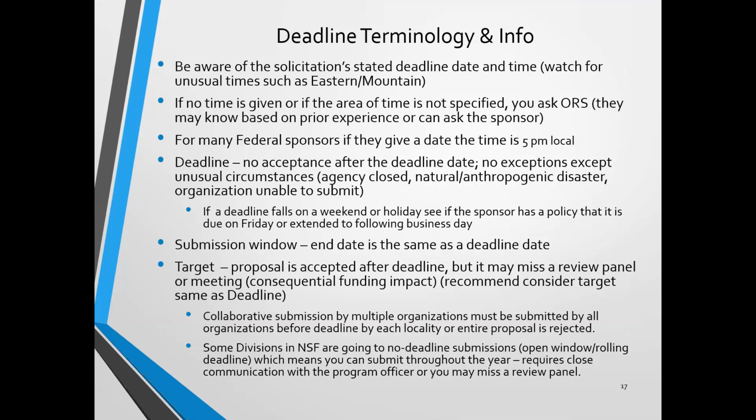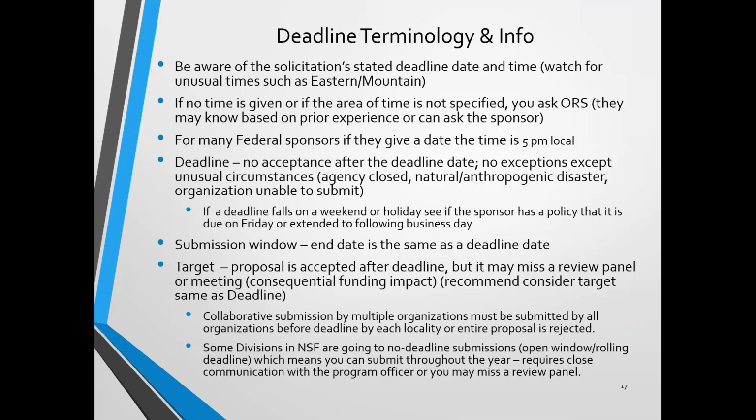A target date means that that's just it, it's a target. They will accept proposals after that date. But the thing to know on a target date is you're probably going to miss a review panel, or you need to be talking to the program officer about when the review panel is going to be convened. Because if you miss the review panel, then they will just hold your proposal until they put the next panel together. And so you could be waiting 3 to 6 months from that time that you submitted it until they decide to put the next team together. A lot of times, if you're looking at a target date, it's a good thing to consider them actually a deadline date.